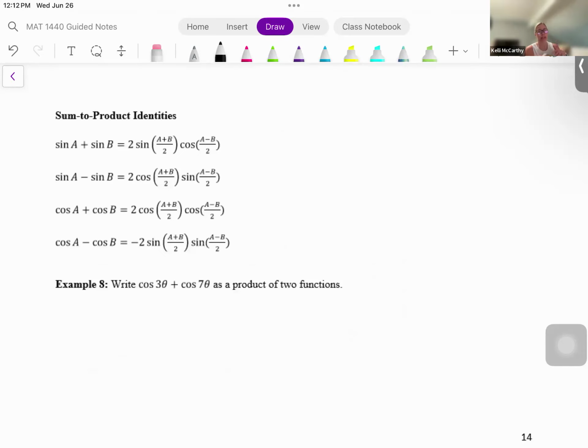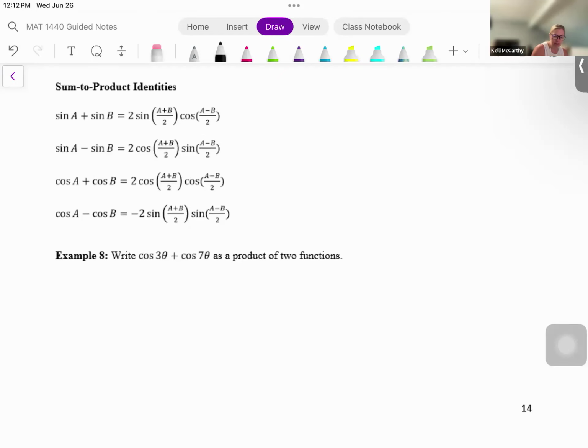Similarly, we have formulas that go from sum to a product. So if we have sine of one angle plus sine of another angle, we can write that as the product of two trig functions. Write cosine 3 theta plus cosine 7 theta as the product of two angles. So we're going to let 3 theta be our A, 7 theta be our B.